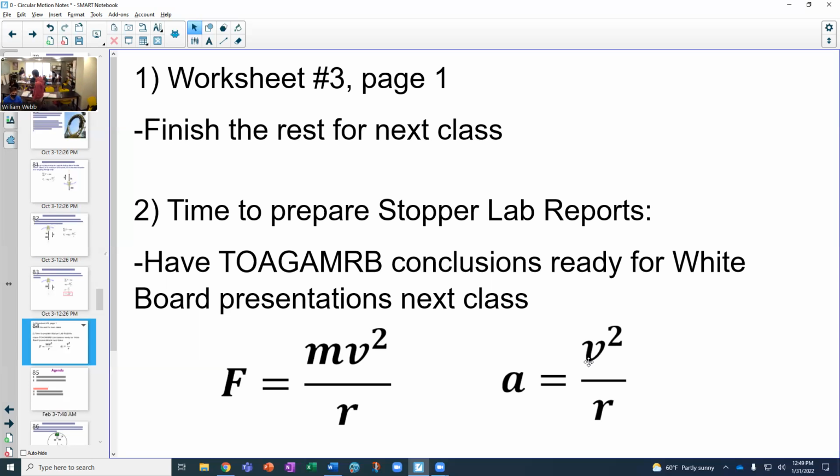Yeah, centrifugal force is the net force. If there was no net force, it would just go in a straight line. There has to be a net force.